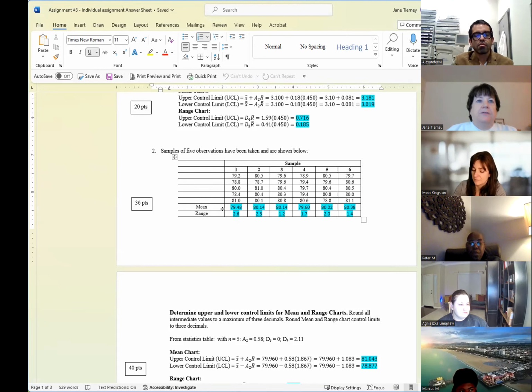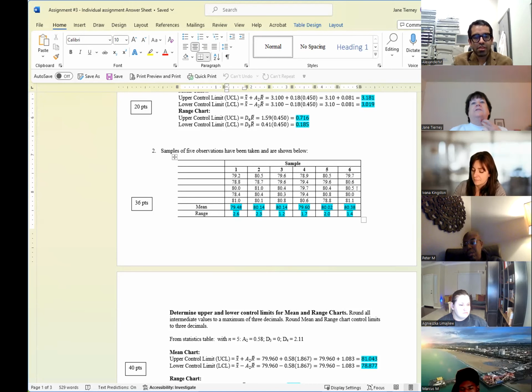So what I ask you to do is to first calculate the X bar for each sample. The X bar for each sample is just the average of these 5 numbers. So we take these numbers and get an average. Number 2, we do that. Number 3, number 4, number 5, and number 6. In this row, I think some of you picked the one that had this mean and range written twice, and that was just a typo. In this case, this is our X bar now, the 79.48, 80.14, and whatever. Now we're going to take the range.